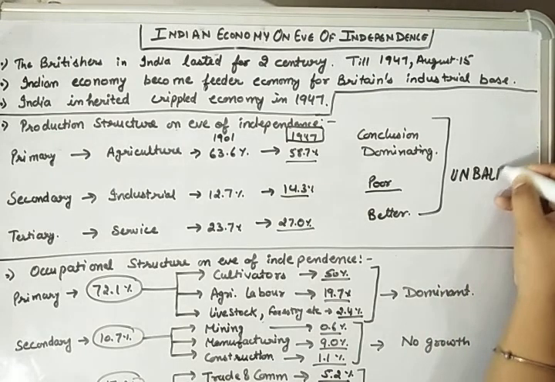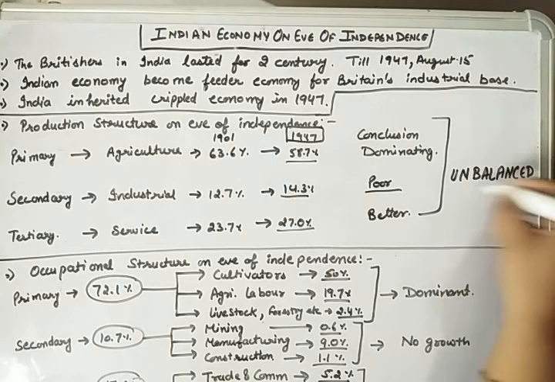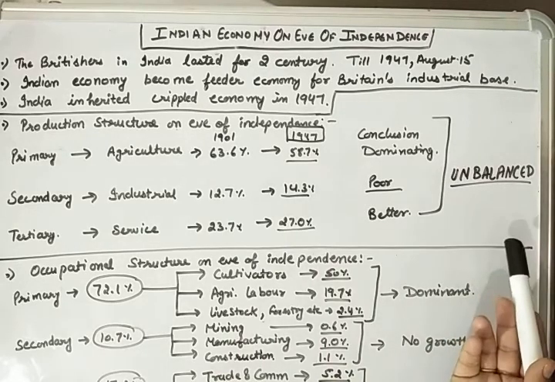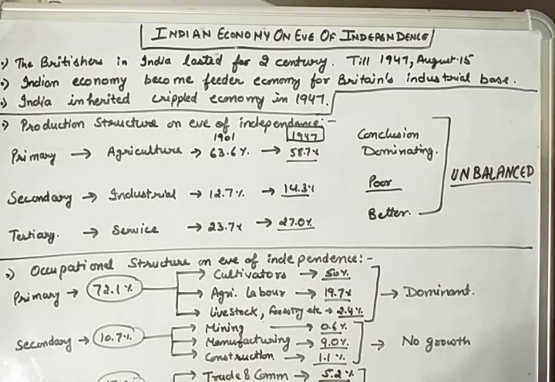Unbalanced economy. Because for a good economy, there must be a good industrial base that is supported by a number of services, and the agriculture dependence must be less. That was not in our Indian economy at the time of independence, that is in 1947. So we can say that our economy was unbalanced at that time. And from this table we understood that primary sector is contributing the maximum and industry is contributing minimum. So we can say that we have a backward economy or underdeveloped economy.